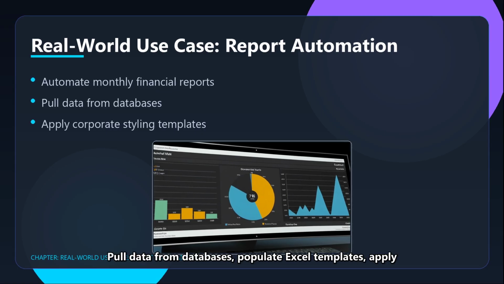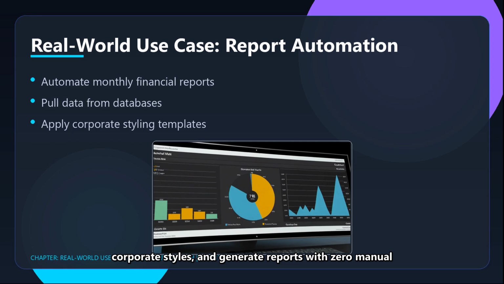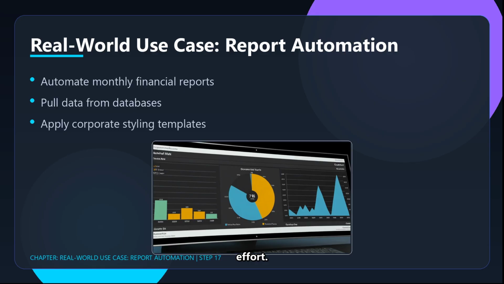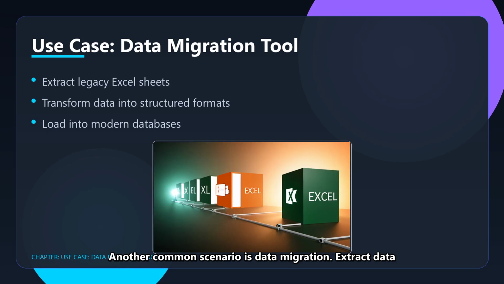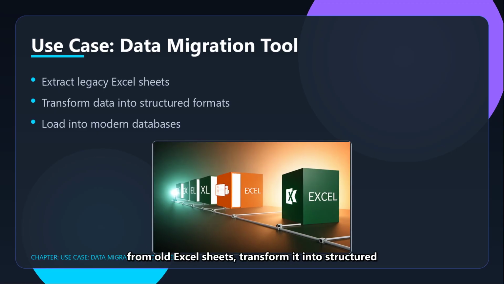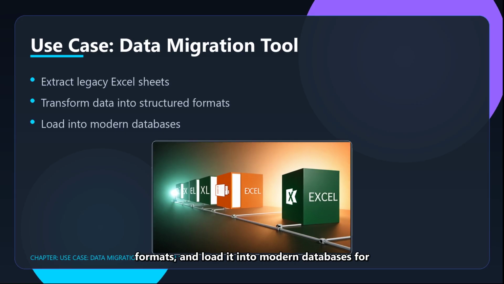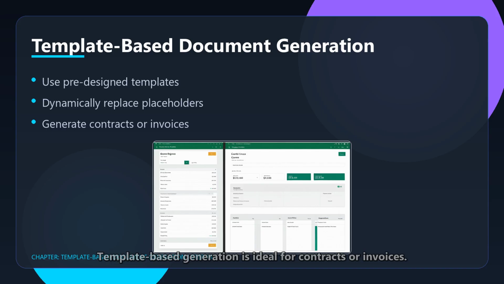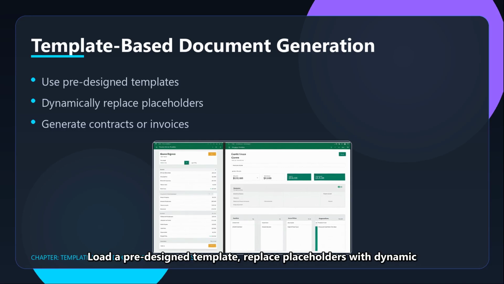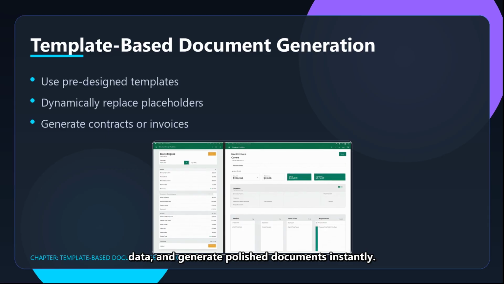One powerful use case is automating financial reports. Pull data from databases, populate Excel templates, apply corporate styles, and generate reports with zero manual effort. Another common scenario is data migration. Extract data from old Excel sheets, transform it into structured formats, and load it into modern databases for better analytics. Template-based generation is ideal for contracts or invoices. Load a pre-designed template, replace placeholders with dynamic data, and generate polished documents instantly.